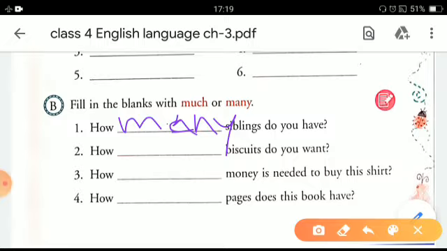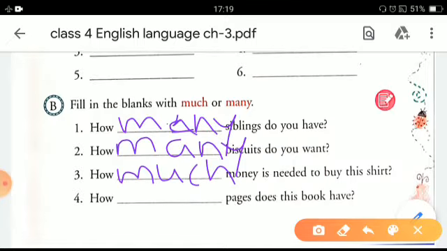How many biscuits do you want? Biscuits can be counted, so I'll write many. How much money is needed to buy this shirt? Money, uncountable. How many pages does this book have? Pages can be counted, so I'll write how many pages does this book have.